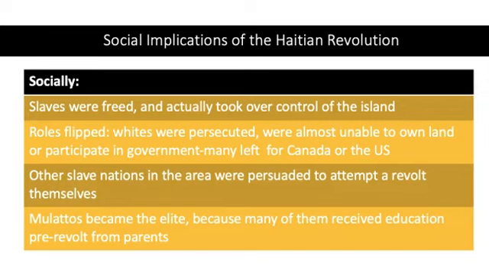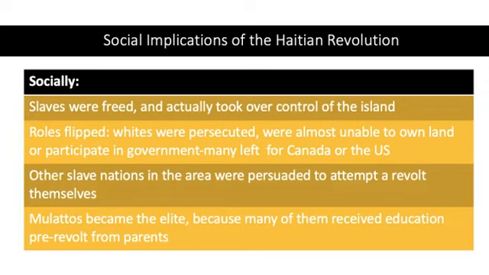Other slave nations in the area are also going to be persuaded to attempt revolts themselves. You're going to have many, many different slave revolts that are going to take place after the Haitian Revolution, although they won't be quite as successful.